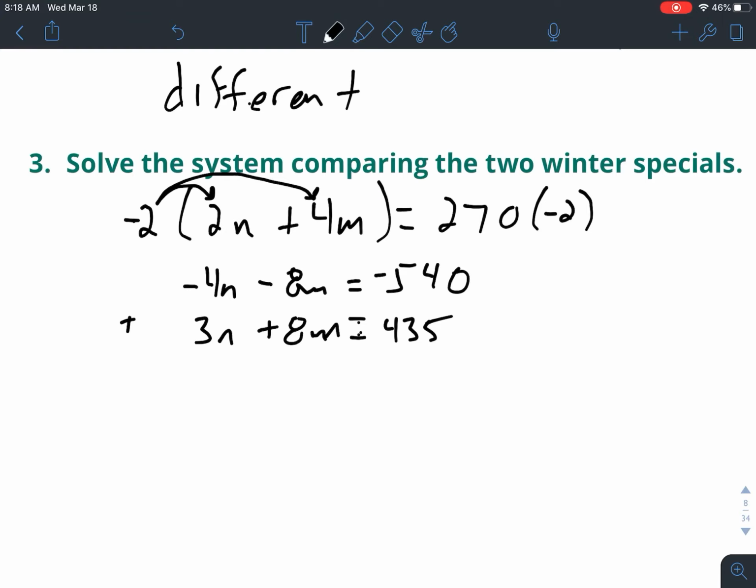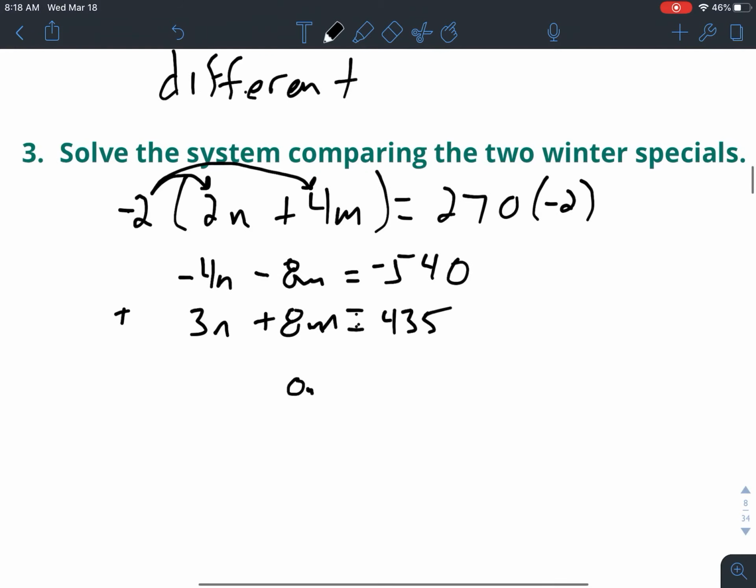So now we have to solve. We're going to solve for N, because we know negative 8M plus 8M is going to cancel out. So this is going to leave us with 0M, so I'm just going to leave it blank, since we know that they're going to cancel. And we know negative 4N plus 3N is going to give us negative N equals negative 540 plus 435. Using a calculator to help you out, negative 540 plus 435 leaves us with negative 105.